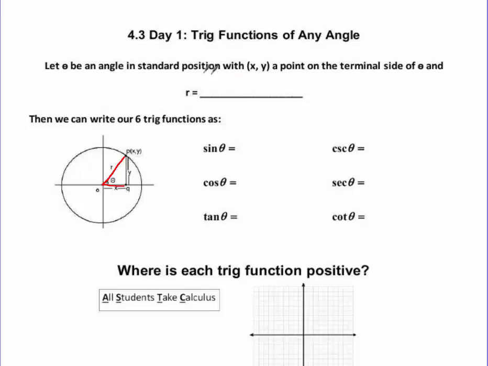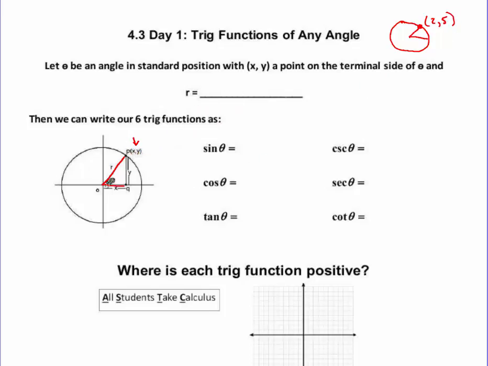So that's our standard position with (x, y) as a point on the terminal side of theta. This is our point (x, y), and that's just some point, right? It could look like this. It could have some angle, and there's a point right here, and say that's the point (2, 5). So that's all we're talking about.